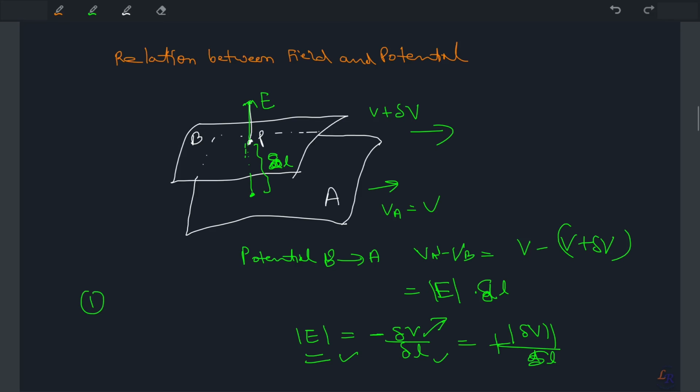So these are the two points. One, as we mentioned, is that the potential decreases in the direction of electric field, and the second is that the magnitude is proportional to the potential difference per unit displacement in the direction normal to the equipotential surface. So these two points are important in this case.